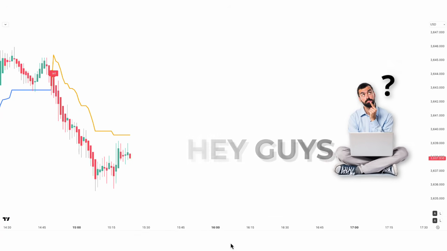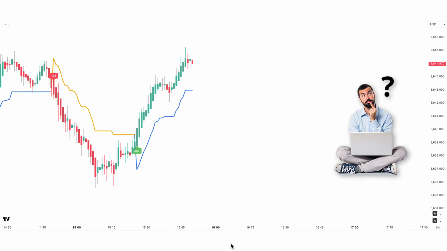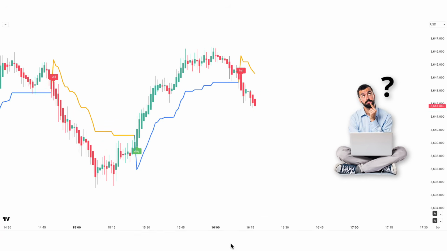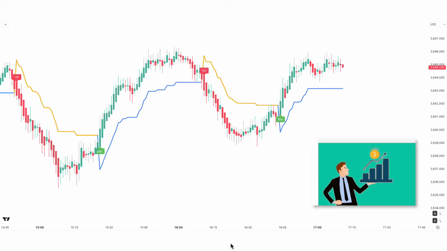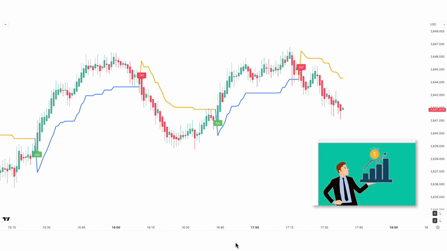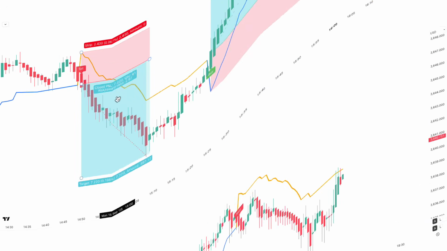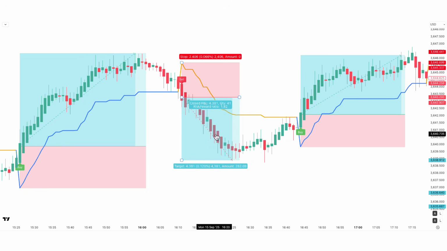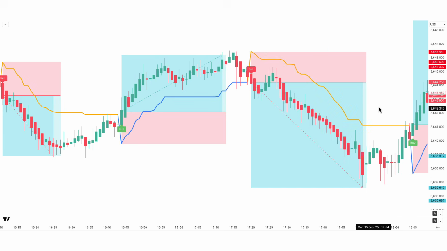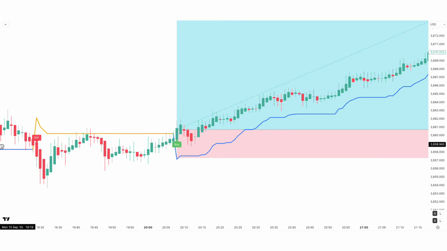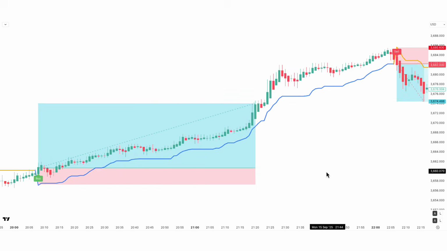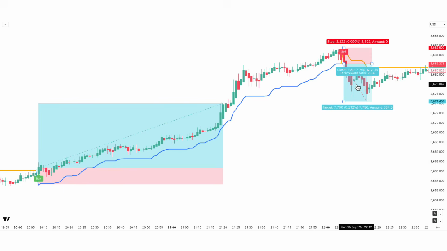Hey guys, most traders spend hours searching for the perfect indicator. They jump from one tool to another, hoping the next one will finally reveal the secret behind consistent entries. But something interesting is happening behind the scenes. Many experienced traders are quietly using a simple Tradingview indicator that most people completely ignore.